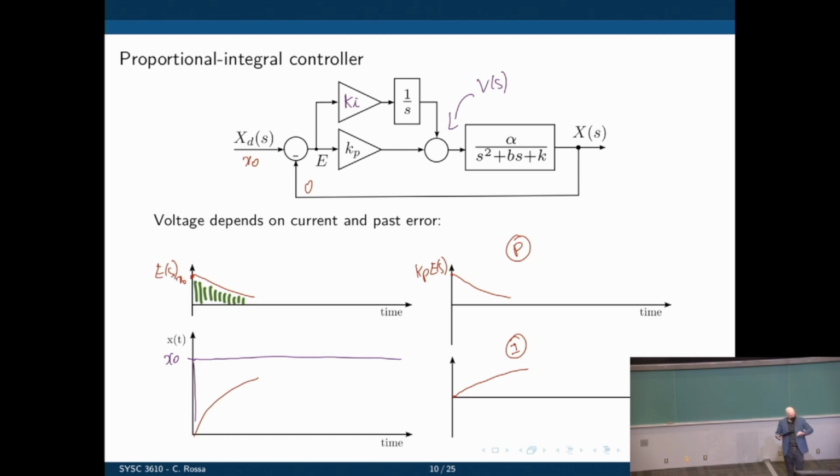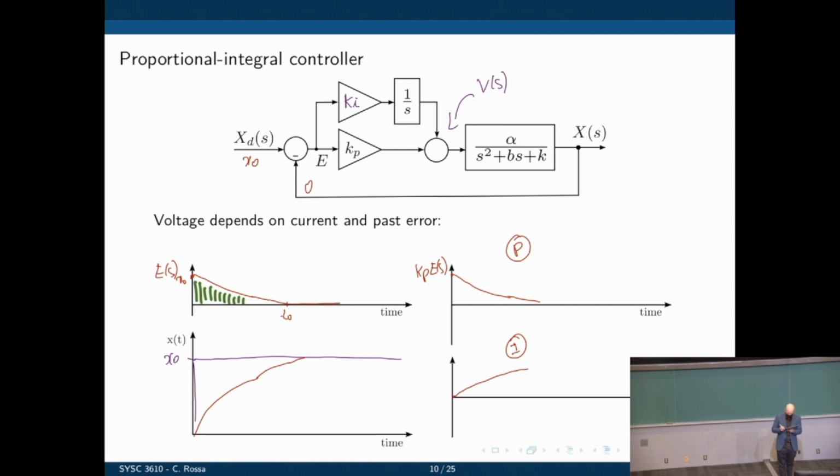The mass is now approaching x0. The error will continue to decrease. The proportional will continue to decrease. And at one point, let's assume that the error reaches 0. Let's call the time when it reaches 0 t0.